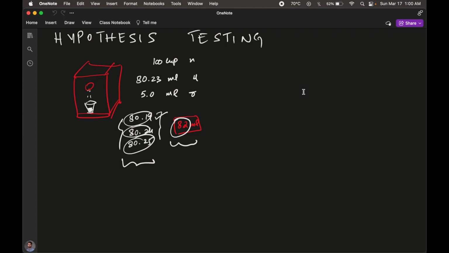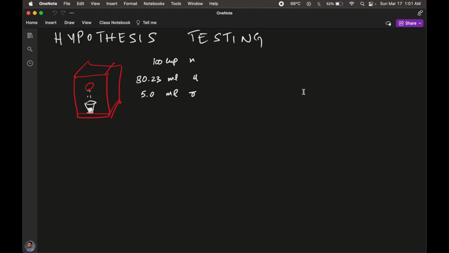Now, in my case, my null hypothesis, and the reason we call it the null hypothesis is because this is the base, or the usual, or the status quo. This is what usually happens, and we denote it by H naught.